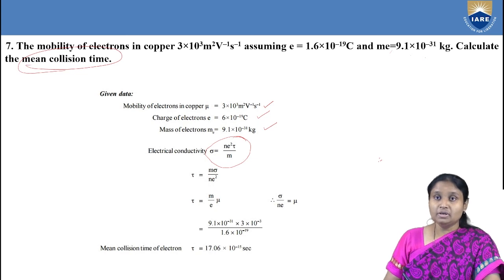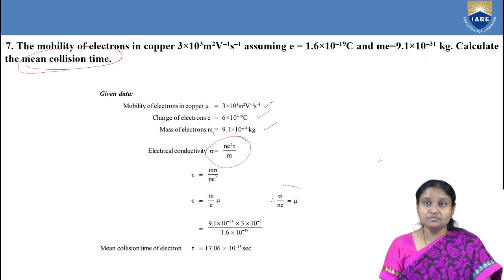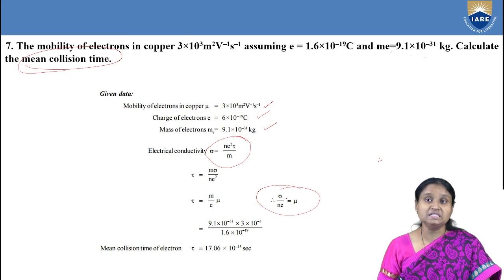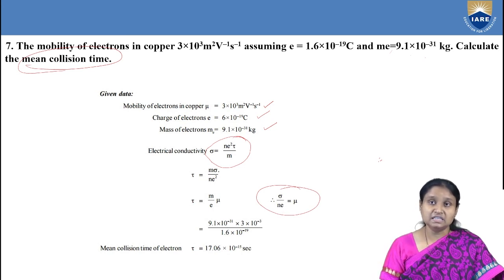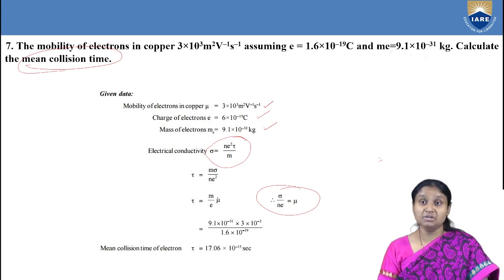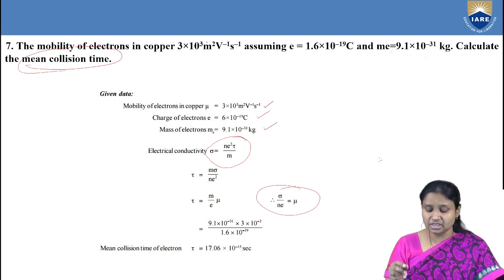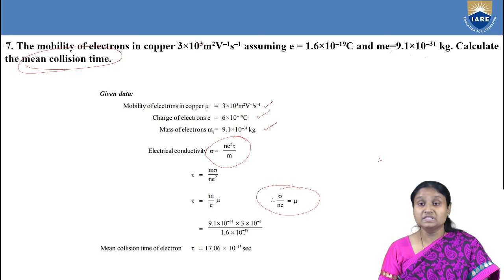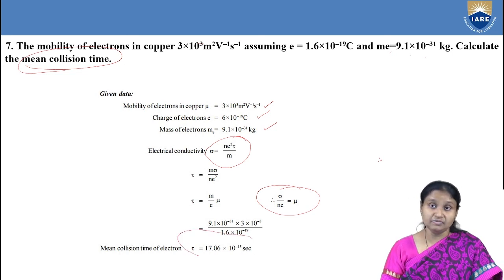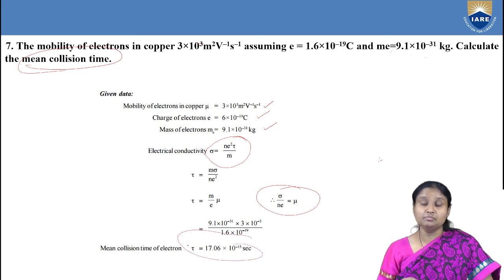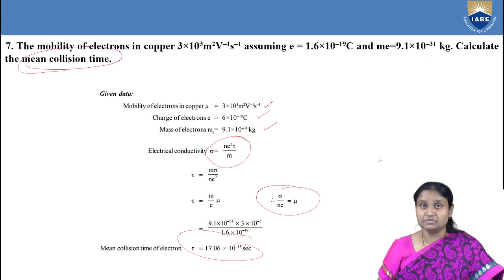But when we talk about mobility, we have this formula: mobility is simply sigma by Ne. If I replace sigma by Ne with mu, then the mean collision time can be written as m by e into mu. Mass is 9.1 into 10 power of minus 31, mobility is 3 into 10 to the power of, I think it is minus 3, divided by charge, 1.6 into 10 power of minus 19. When we calculate, it comes out to be 17.06 into 10 power of minus 15 seconds.